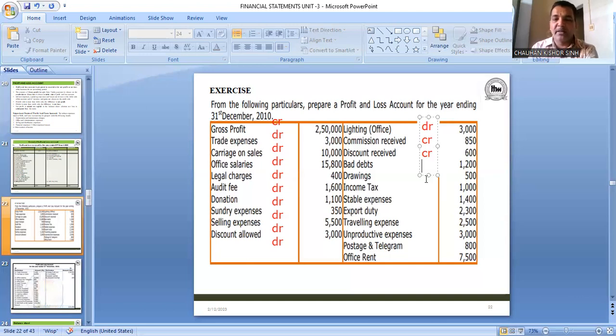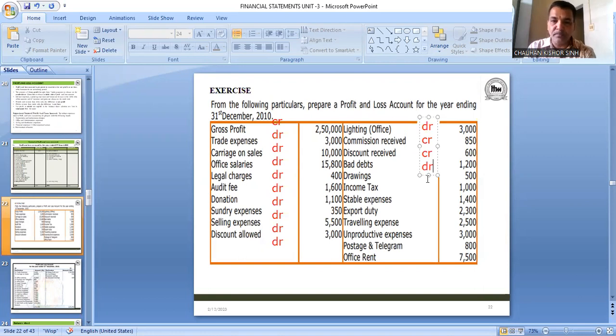Now we are sure that this person is not going to give us this money. Then we can consider it as a loss, and that loss is known as bad debt. So what is bad debt? Bad debt is the amount irrecoverable from our debtors, that means our customers to whom we have sold goods on credit. So bad debt is one type of loss that is related with credit sales. So it is an indirect expense and debited to the profit and loss account.